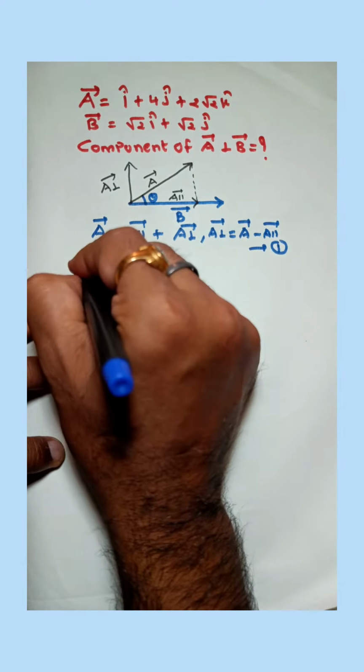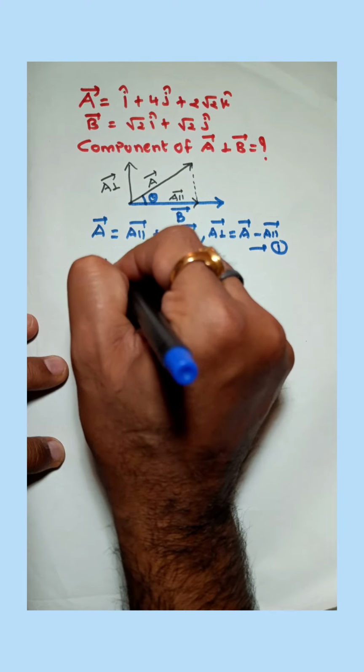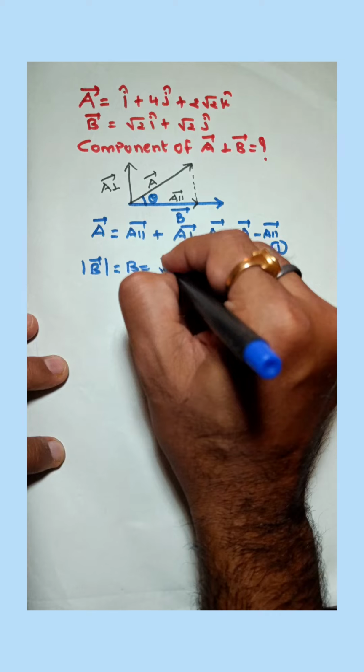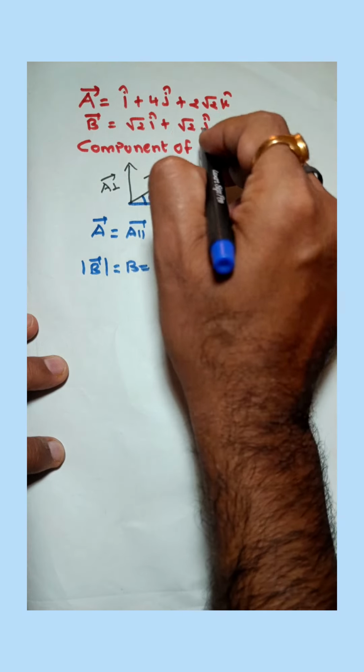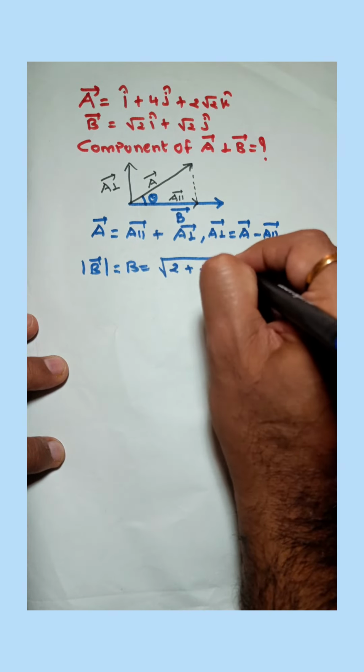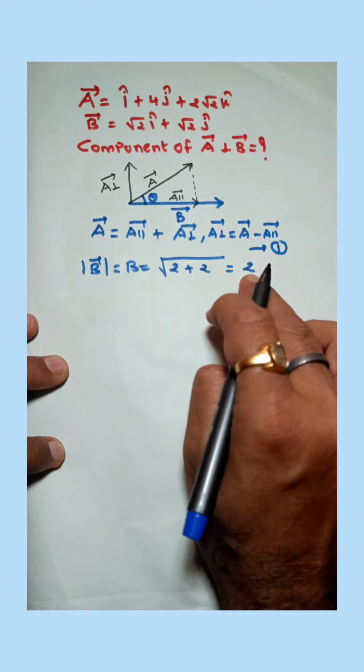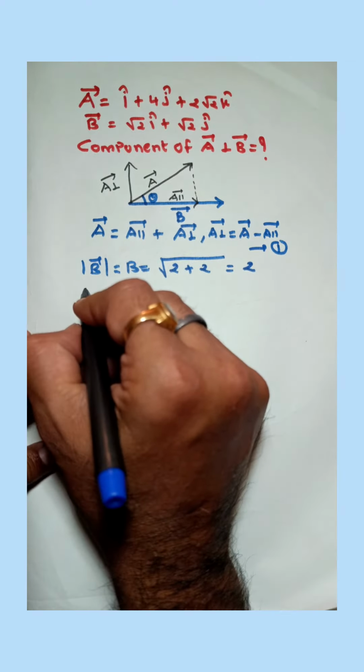Equation number 1. Now what is mod B or B? Square root of the square of the coefficient of i, root 2 square is 2, plus the square of the coefficient of j, root 2 square is 2. So square root of 4, that is 2. That is the value of B, the magnitude of B.